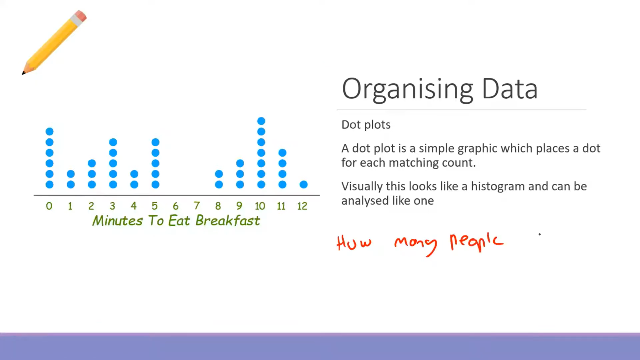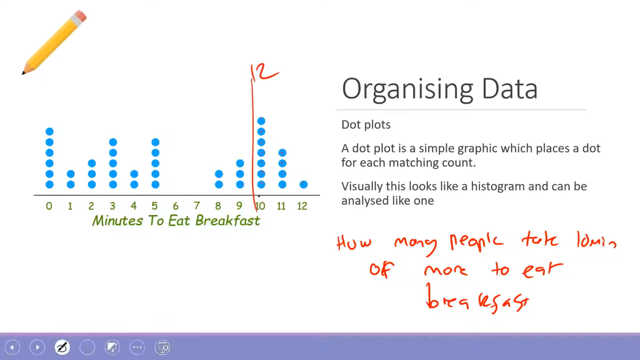people take 10 minutes or more to eat breakfast? So you could go, okay, 1, 2, 3, 4, 5, 6, 7, 8, 9, 10, 11, 12. There are 12 people because you can count them quite easily. And that's the simple dot plot.